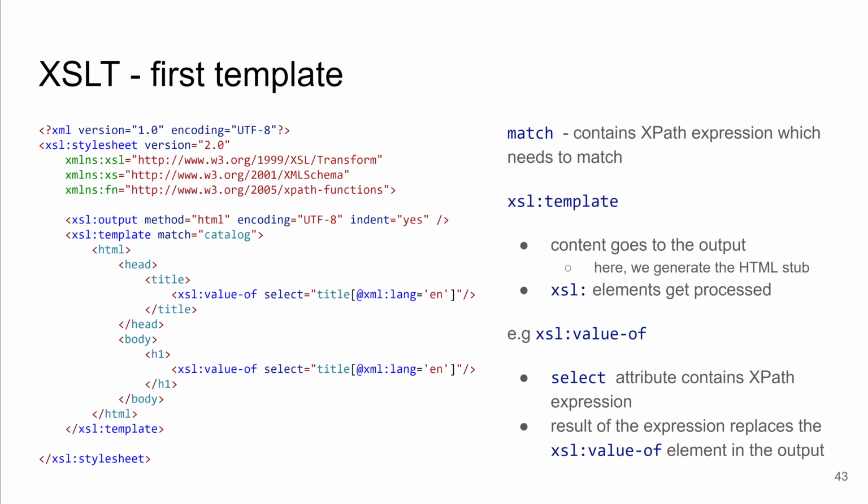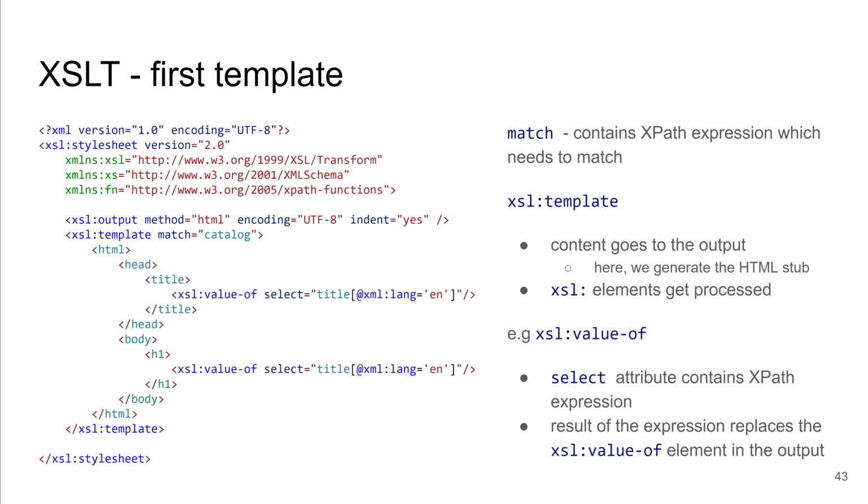So our example will generate HTML. And let's introduce our first template here. The template is the XSL template element. It has some attributes, and the content of the XSL template element is what gets outputted. Whatever is not an XSL function gets outputted as is. Whatever is an XSL element, XSL function, gets processed by the XSLT processor.